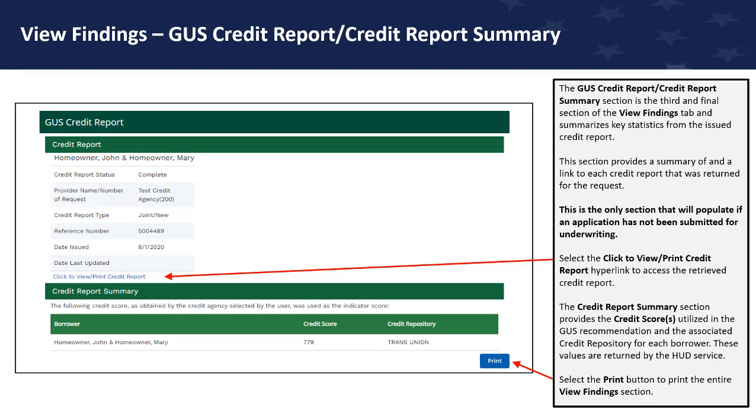The Credit Report Summary section provides the credit scores utilized in the GUS recommendation and the associated credit repository for each borrower. These values are returned by the HUD service. Select the Print button to print the entire View Findings section. Note, a printed copy of the final findings is required in the lender's permanent record. And with that, this concludes the Credit Underwriting and View Findings module.